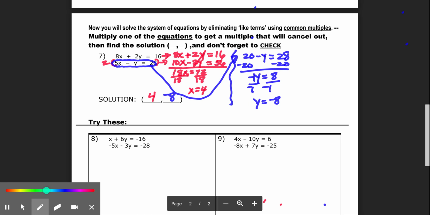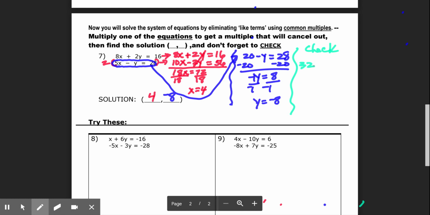Now I'm going to check it. So I'm going to do a little squiggly. This is going to be my check. And again, it doesn't matter. I'm just going to go ahead and use the top equation, the 8x plus 2y equals 16. So x is 4. So 8 times 4, that gives us 32. Plus 2 times negative 8 is negative 16. So 32 minus 16 gives us 16. So that checks out just fine.